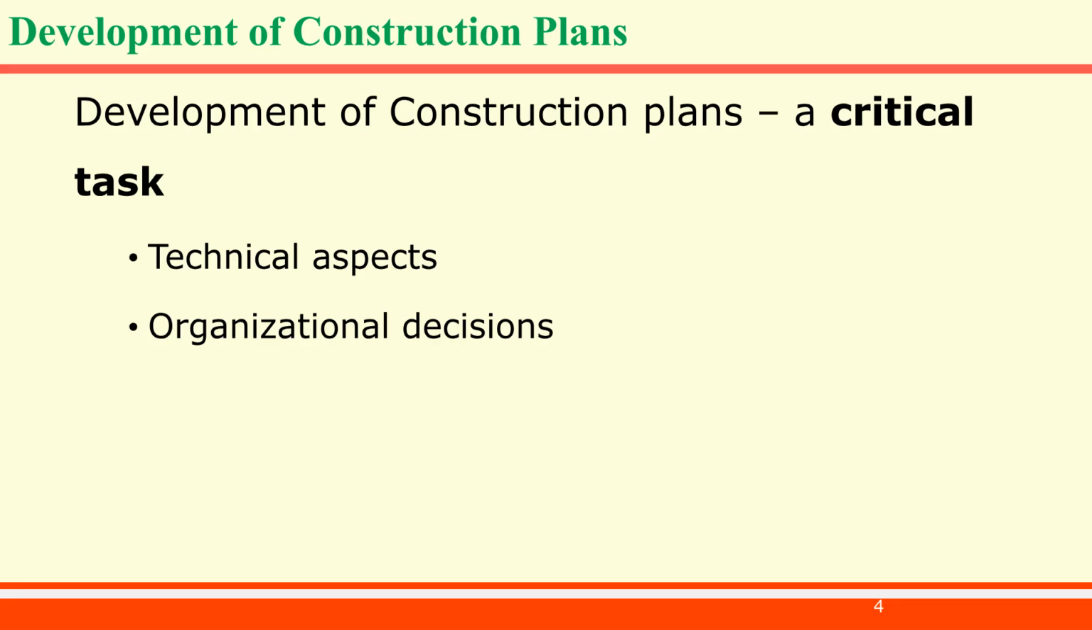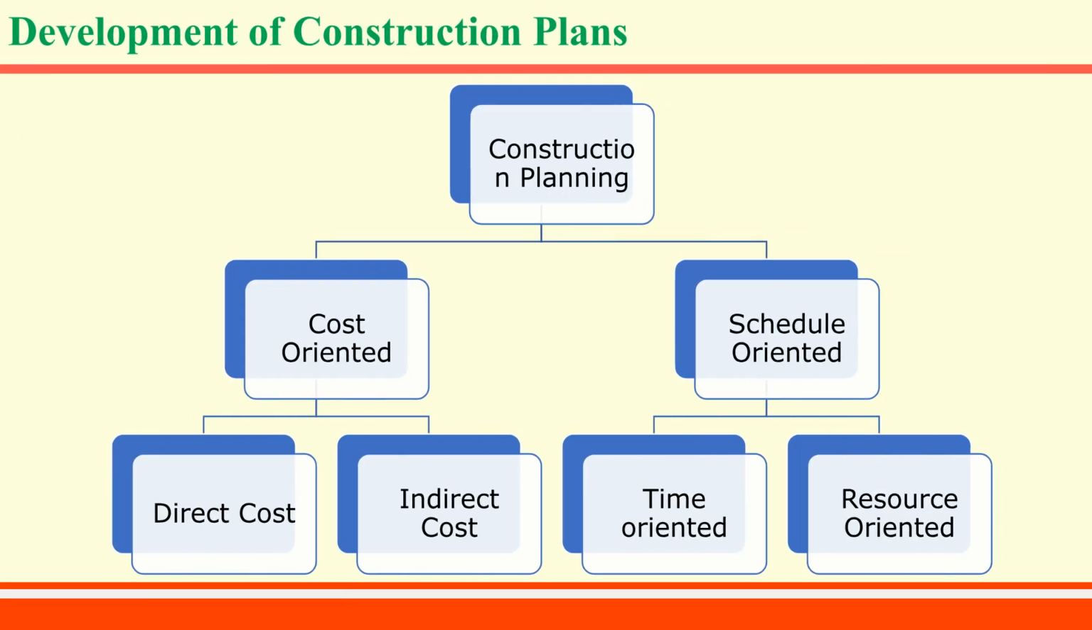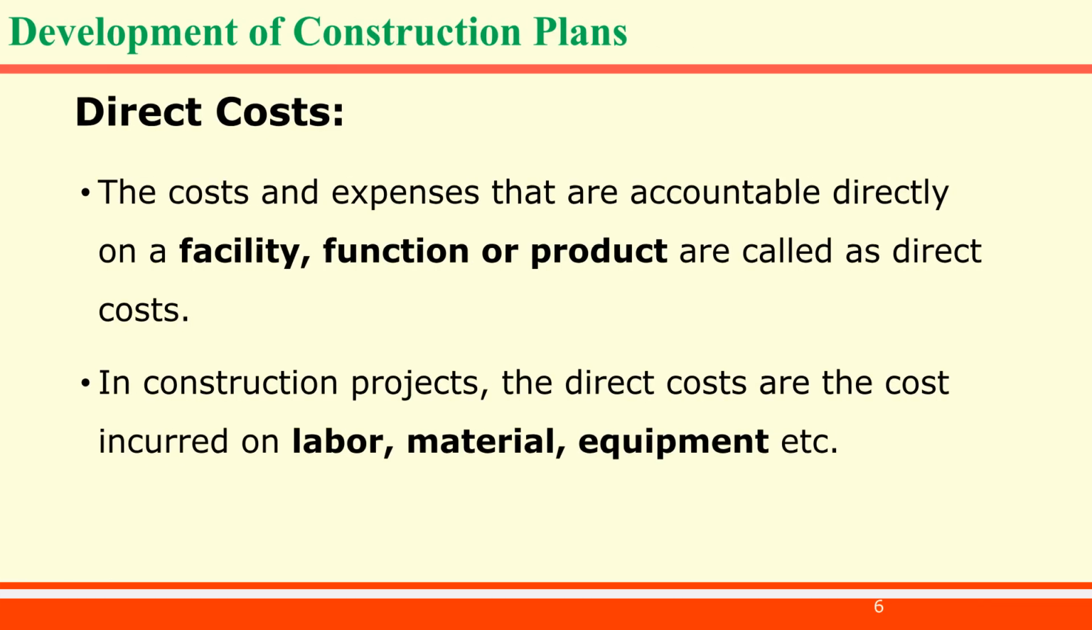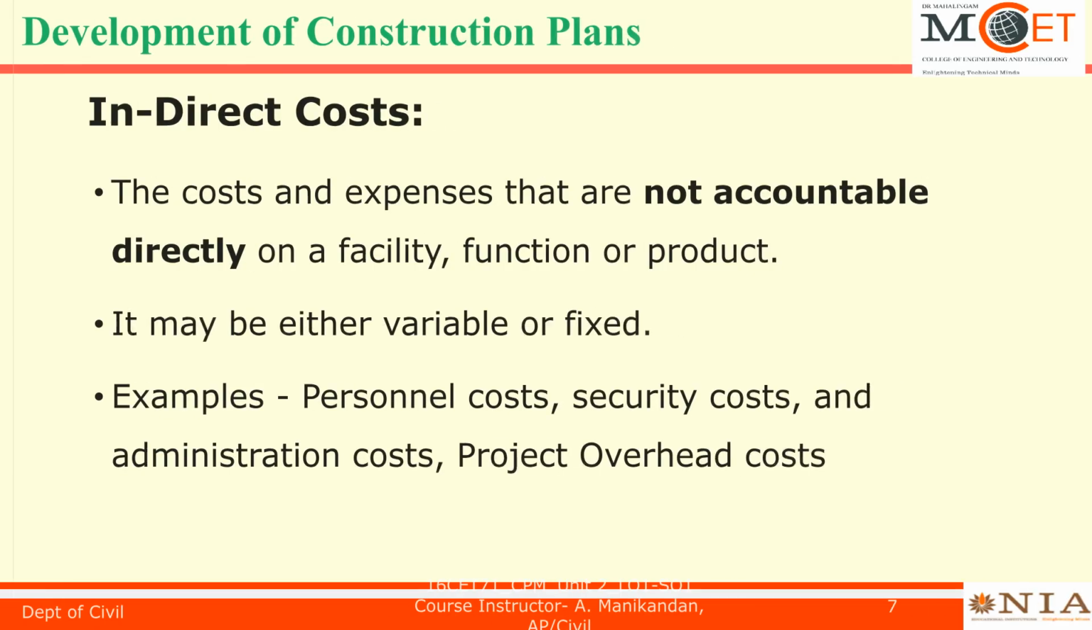Example: deciding how safety officers, engineers, and subcontractors coordinate daily tasks so teams don't work in the exact same spot at the same time. Construction planning can be categorized by its primary focus, whether it is cost-oriented or schedule-oriented. These approaches help project managers prioritize resources, time, and budget effectively. Direct costs are those expenses that are directly accountable to a specific facility, function, or product. In construction, this typically includes labor, materials, and equipment.